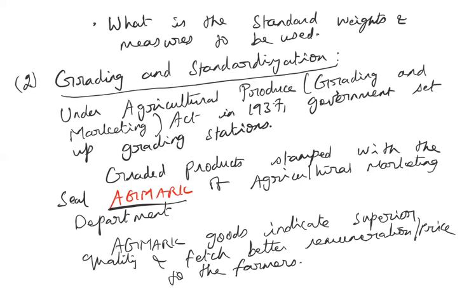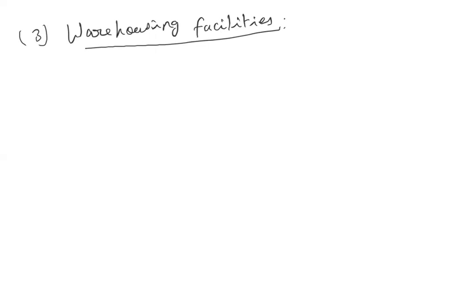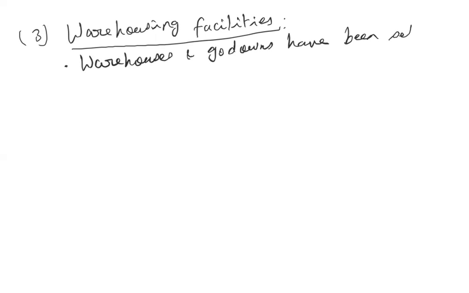Okay. Then the next step undertaken by the government is establishing warehousing facilities. We have seen that if the farmers are not able to store their commodities, even whatever storing facilities they have is eaten away by pests and rats. So what has the government done? The government has set up several warehouses and godowns in villages.